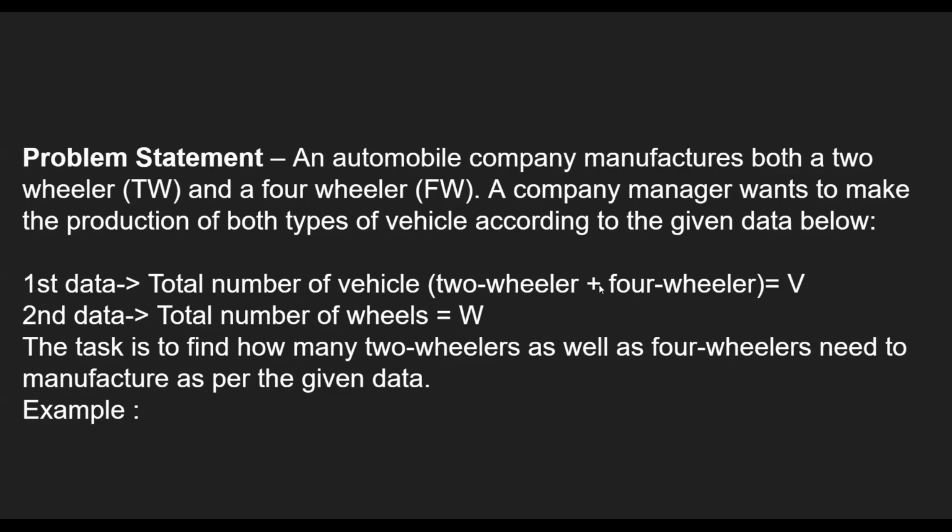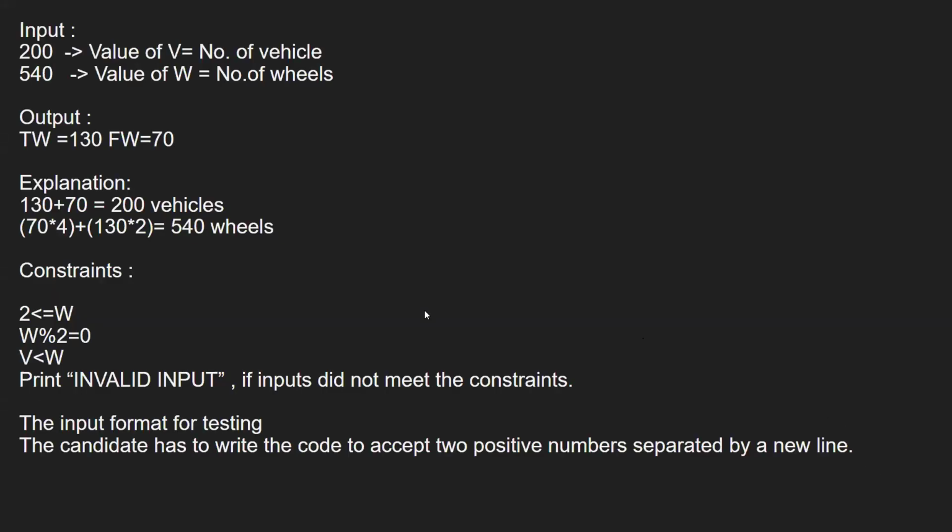So let's see an example that how we can do it. So input is given to us like 200. What is number of vehicles? Like two-wheeler and four-wheeler. And total number of wheels we have like 540. So output we get 130, for two-wheeler we get 130, and for four-wheeler we get 70. So we will see how we can find it out for this problem, two-wheeler and four-wheeler.